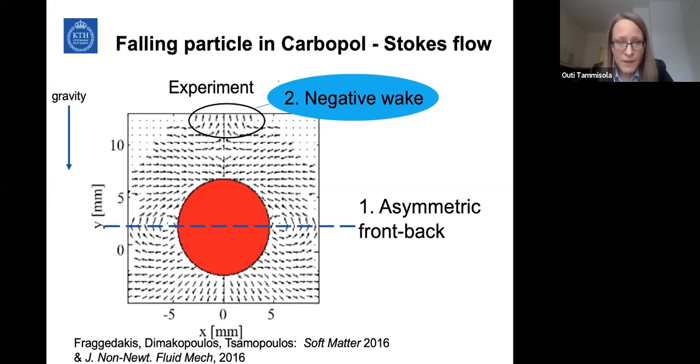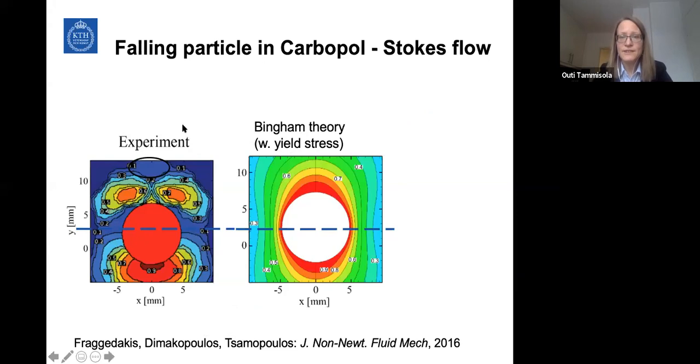So let's see what the Bingham model does for this case. So here we have the experiment, and then we have a simulation using Bingham theory. And we can see it's quite different. So actually we don't get at all this front-back asymmetry, and we get nothing like a negative wake. So it's not very satisfactory.